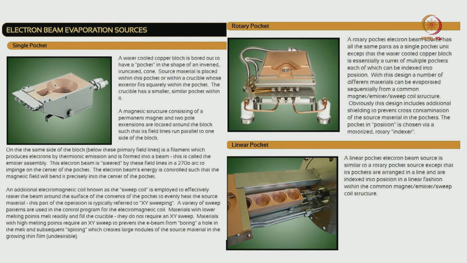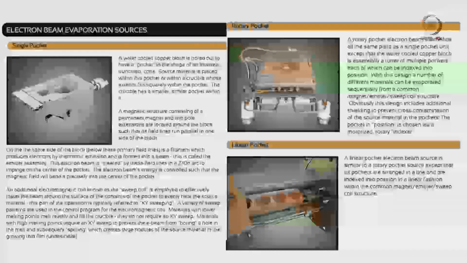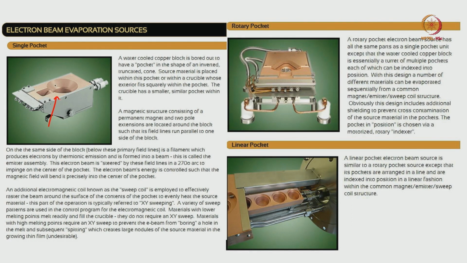Now, let us understand different kinds of evaporation sources. One is a single pocket, one is a rotary pocket, and finally, the third one is a linear pocket. So, what is the single pocket versus rotary pocket versus linear pocket? A water cooled copper block is bored out to have a pocket, which right now you can see here, right, in the shape of an inverted truncated cone, is it not.